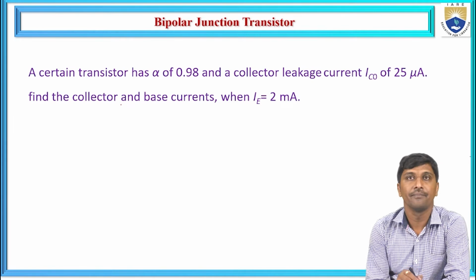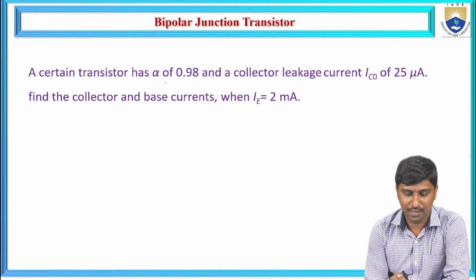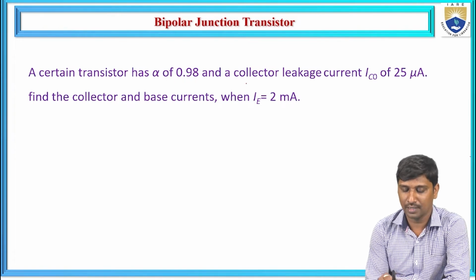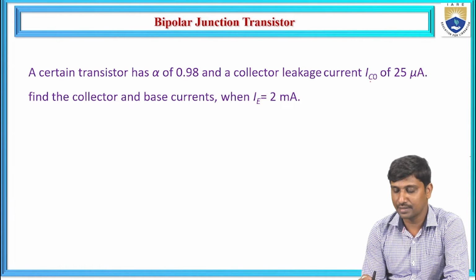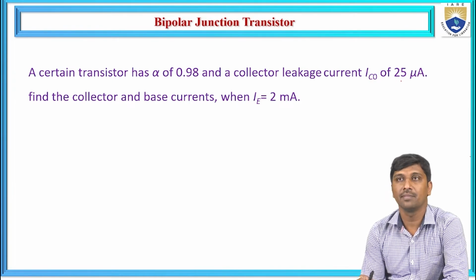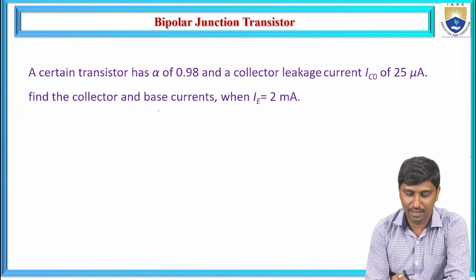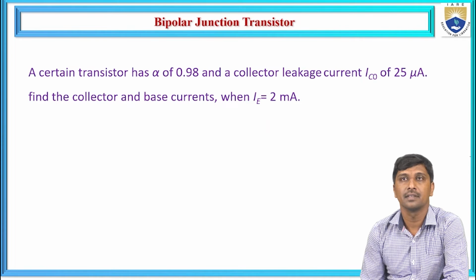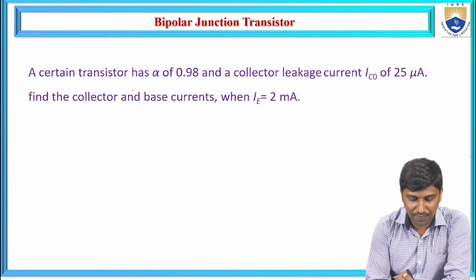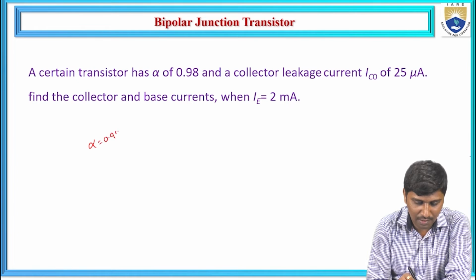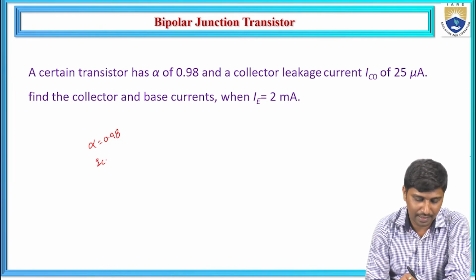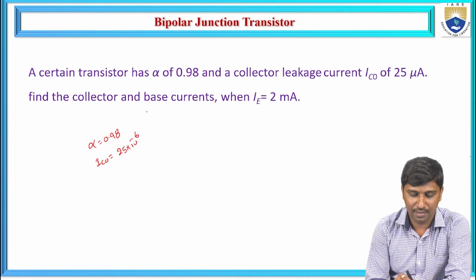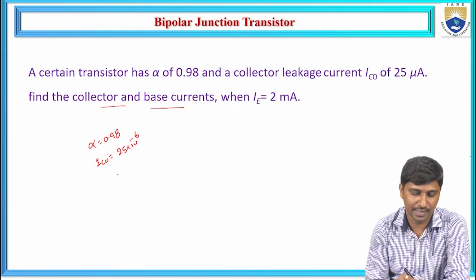Now, the other problem: a certain transistor has the DC current gain, that is alpha, of 0.98, and a collector leakage current IC naught of 25 microamperes. Find the collector and the base currents when IE is 2 milliamperes. So in the given problem, alpha is 0.98 and the collector leakage current IC naught is 25 microamperes. Now we need to calculate the collector and base currents.